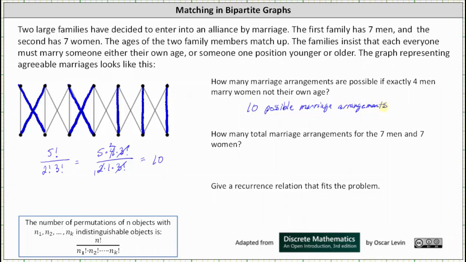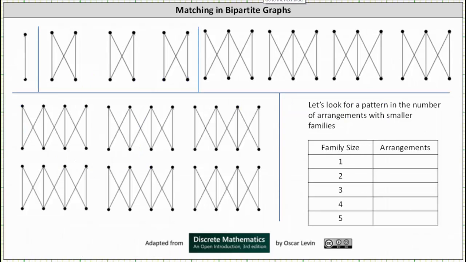And the second question, how many total marriage arrangements for 7 men and 7 women, given the only condition is everyone must marry someone their own age or someone one position younger or older? This is a much more complicated question. To help us answer this question, we will look at several cases of smaller family sizes and determine the possible number of marriage arrangements. So going to the next slide, I've already set a lot of this up. We have a family size of 1, a family size of 2, a family size of 3, a family size of 4. We'll also look at a family size of 5.